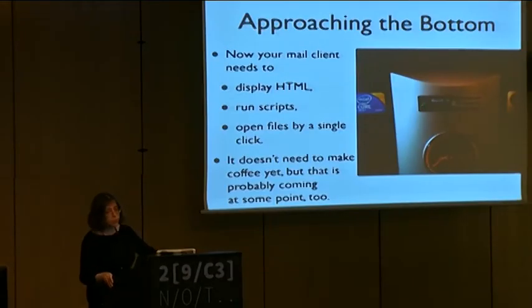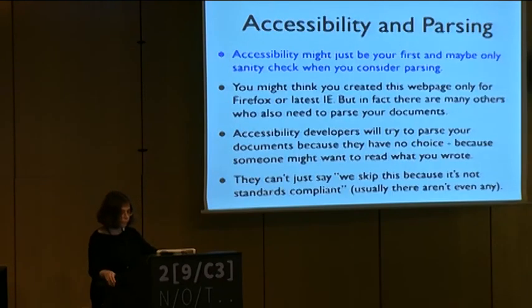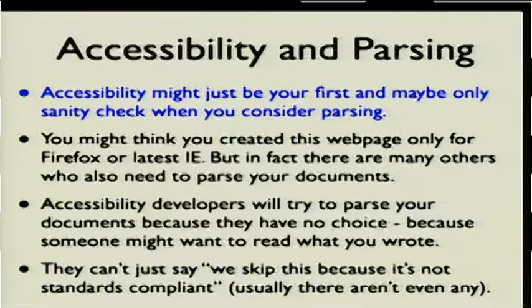So we end up with email that's not safe. It needs to display HTML, it needs to run executable content, it needs to open any file, or people will complain. And yeah, it doesn't make coffee yet. That machine is not real yet. But I've heard stories of coffee machines already being on the internet, unverified. But maybe that's coming soon too. You cannot possibly know. So what does accessibility have to do with that?